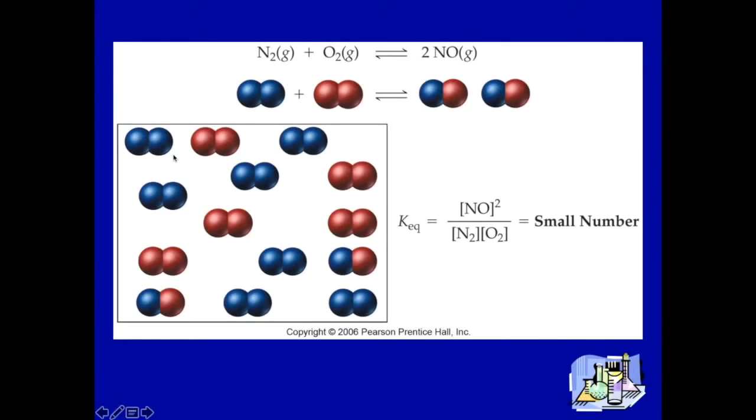In this particular case, I have nitrogens, I have oxygens. I have a lot of nitrogens, I have a lot of oxygens. I have very few nitrogen monoxides. So what would happen? I have a small number at the top. I'm squaring a small number, making it even smaller, possibly if it's something less than 1. And then I have my concentrations down here, much larger. Small number divided by a big number is going to be a really small number. Just get used to that, become familiar with that.